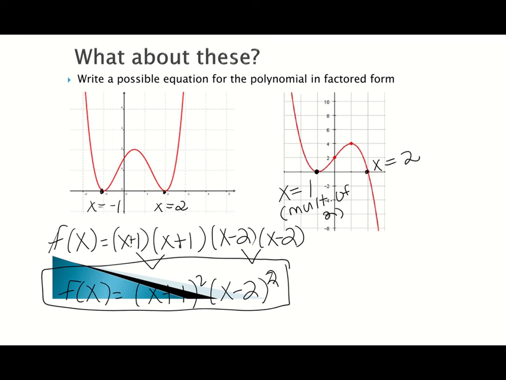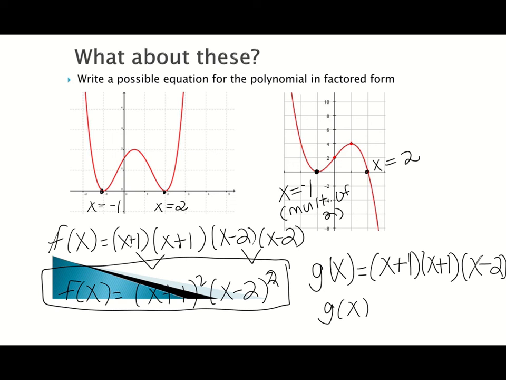So if I go ahead and write my function, I have g of x equals, well, there's 2 x minus 1s and 1 x minus 2s. These are plus 1s, sorry about that. So I have 2 x plus 1s and 1 x minus 2. And it is of degree 3, it's a cubic, so I should have 3 zeros. If I were to go ahead and simplify this, I have g of x equals x plus 1 squared times x minus 2.